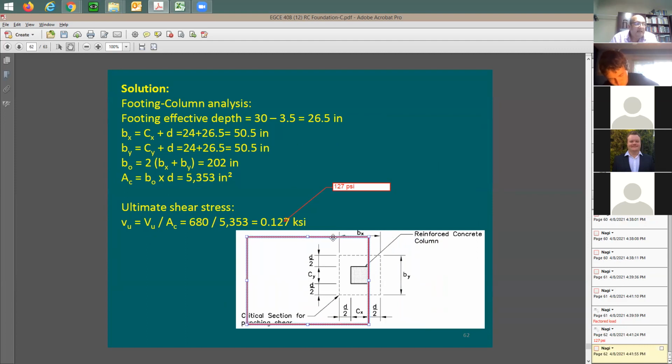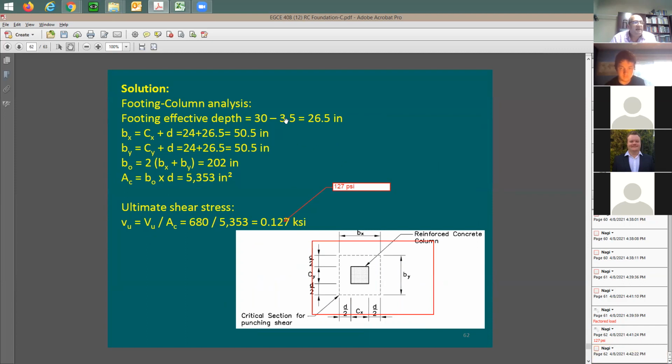A corner column is going to happen if the column is going to be like this. This here is a corner column, interior column, edge column. So I said, okay, alpha S is going to be equal to 40.